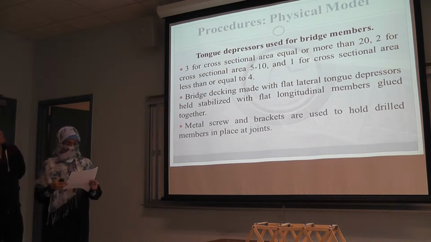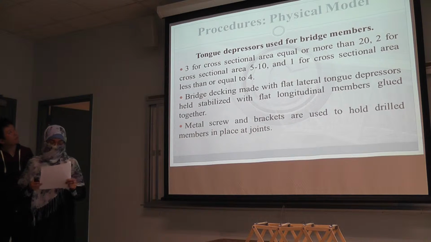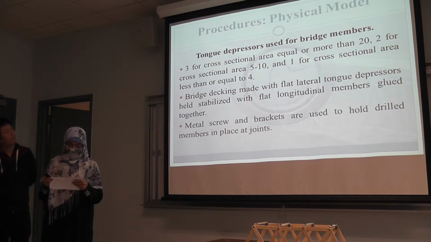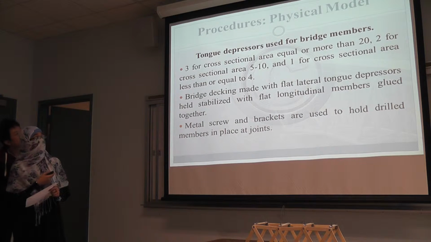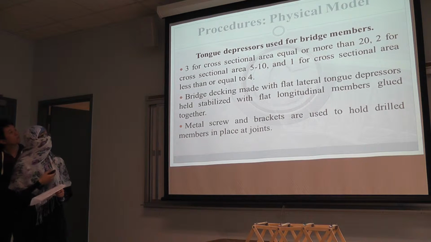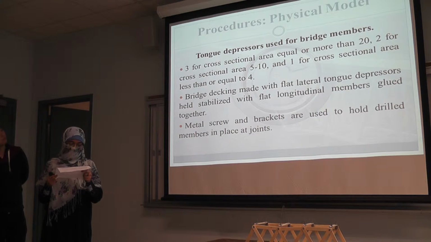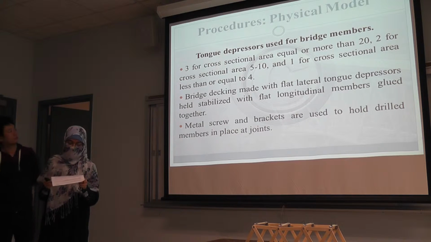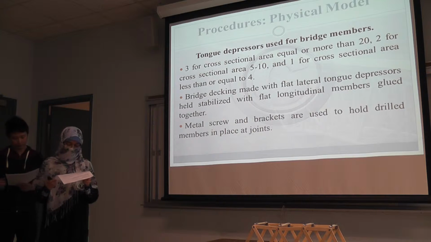After building the virtual model, we built the physical model. We used trunk depressors. For a cross-sectional area which is more than or equal to 20, we use 3 trunk depressors. For a cross-sectional area between 5 to 10, we use 2 trunk depressors, and 1 for a cross-sectional area which is less than or equal to 4.